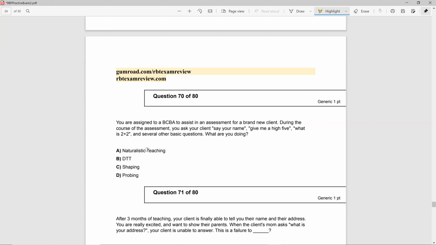Therefore, A and B are out because we're not actually teaching anything. So are we shaping or are we probing? Well, are we shaping any behavior? Are we reinforcing approximations, or building up to an ultimate behavior? Again, no, right? We're just asking them to perform different skills and seeing if they can do it, which by definition is probing. Okay, so I hope that helped, right?